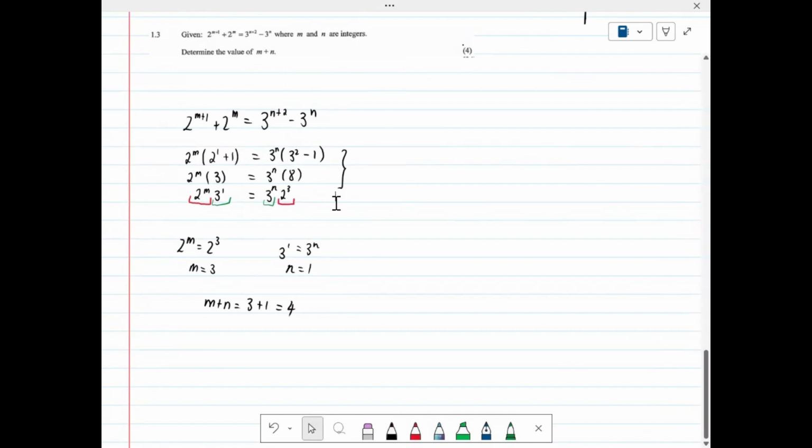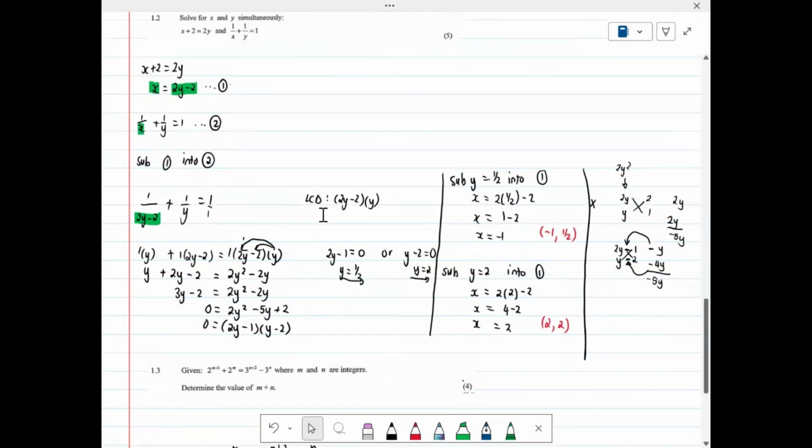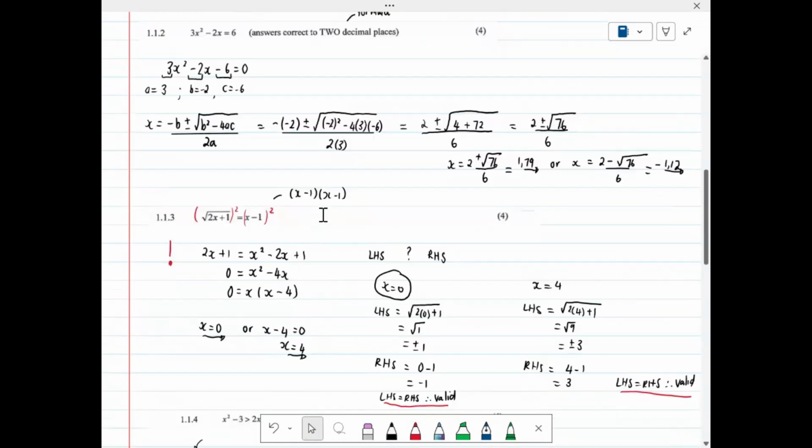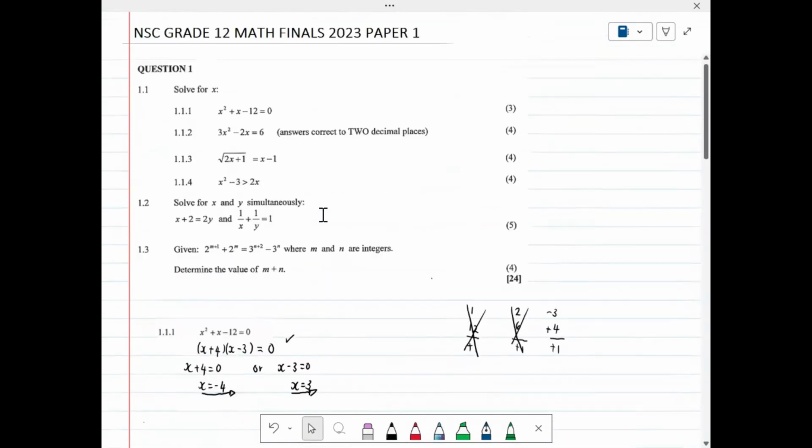So this is question 1 in paper 1. It is on the algebra. If you've struggled with any of the concepts that we've covered, whether it is quadratic equations, inequalities, simultaneous equations, exponents, please watch our detailed videos going through each of the processes.